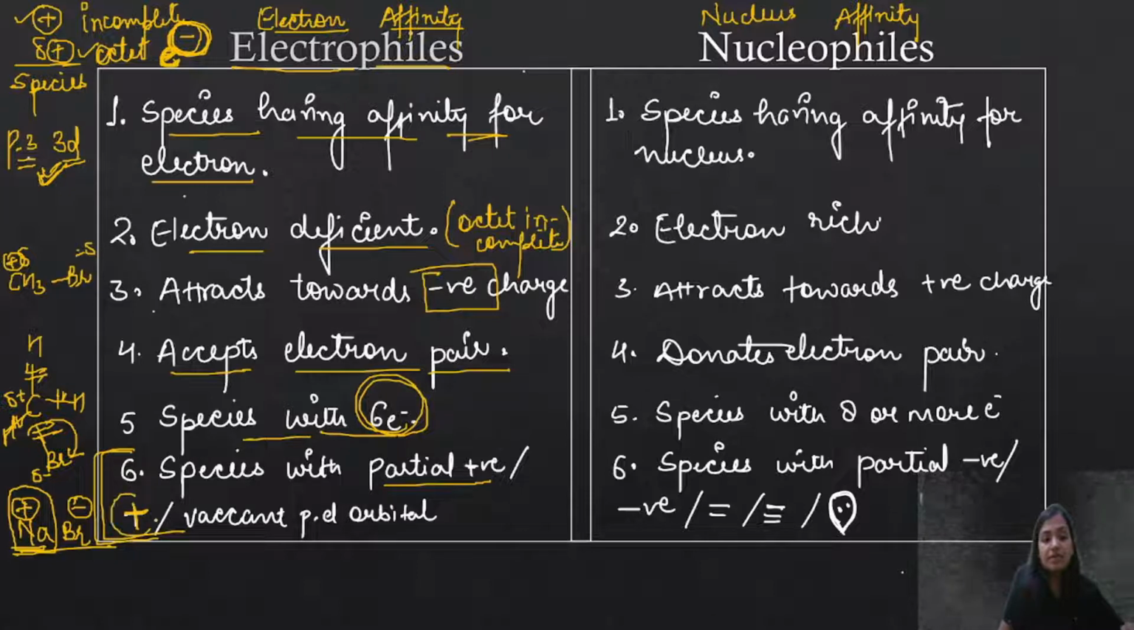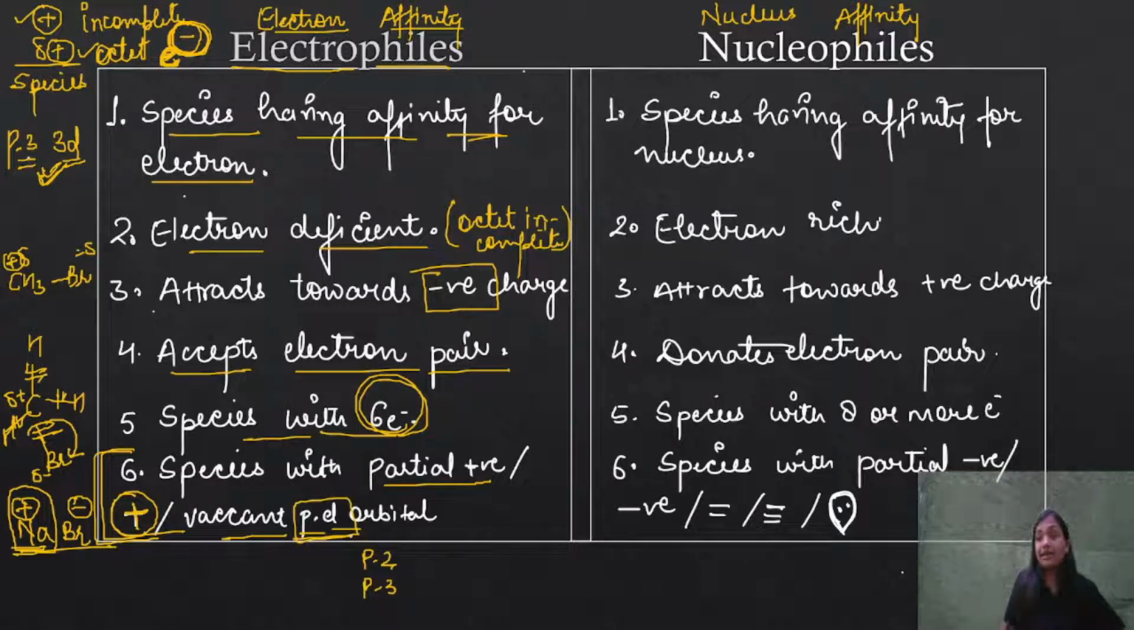Any of the species with a complete positive charge, or any of the species which is having a vacant p or d orbital. Usually we have species from period number 2 and period number 3 which are having vacant p or d orbitals. There could be many examples, guys, so you need not be worried. If you take BH3, this is a 6 electron species and has a vacant p orbital. If you know bonding, you can easily understand it has a vacant p orbital. That's why this is electrophilic.